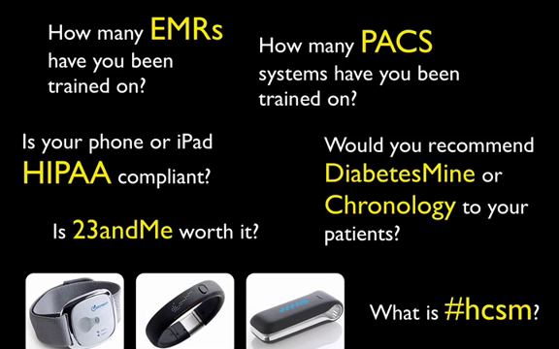How many EMRs have you been trained on? How many PACS systems or radiology systems have you been trained on? At UC Irvine, the way our hospital system is set up, our students rotate through 3, maybe even 4 different clinical sites. For each of those sites, they have to use a different EMR to access patient records. So by the time they are into their 3rd year, they need to be responsible for knowing about 3 or 4 different electronic medical record systems, as well as PACS systems.